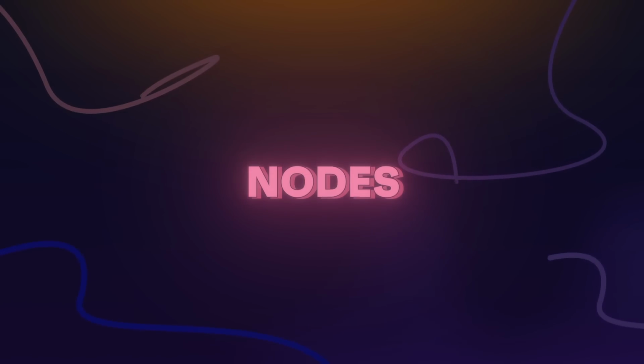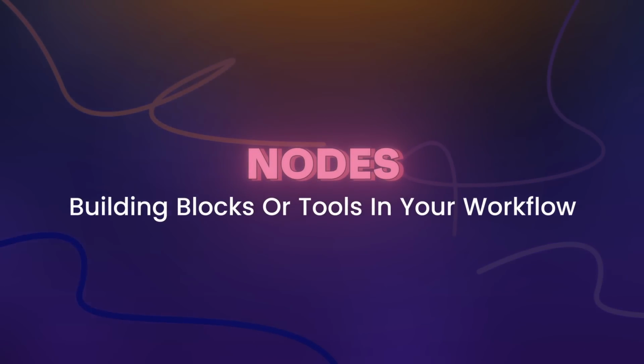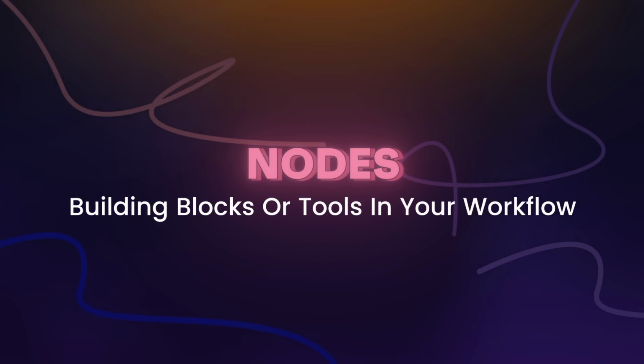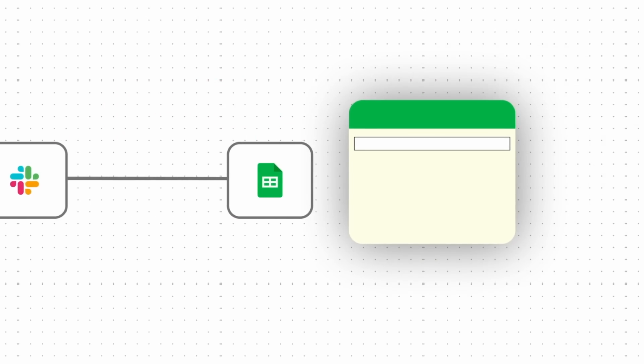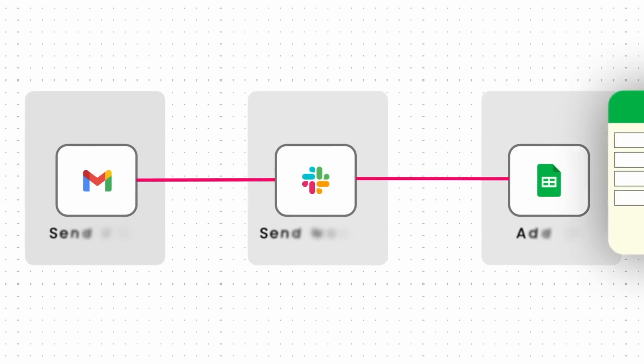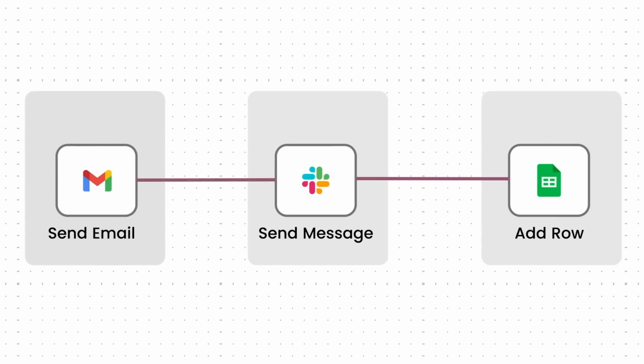Next, we have nodes. Nodes are the individual building blocks or tools in the workflow. Each node has one job. For example, a Gmail node sends an email. A Slack node sends a message. A Google Sheets node adds a row. You can connect these blocks visually, and they are the foundation of what you want to automate.